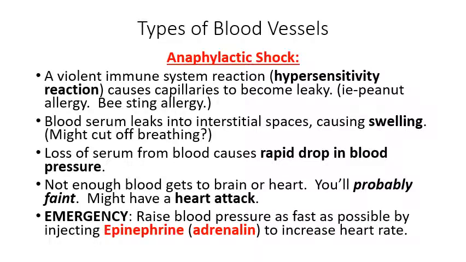Okay, so with anaphylactic shock, you have a sudden violent immune reaction. It's called a hypersensitivity reaction, by the way. This causes the capillaries to become very leaky. Somebody's allergic to bee stings or peanuts, for instance. The blood serum leaks out into the interstitial spaces and causes rapid swelling. It may even cut off breathing if the throat swells up, so that's not good. It causes a rapid drop in blood pressure, which may make you faint, and it might even cause a heart attack. So as an emergency measure, you have to raise the blood pressure quickly, and the fastest way to do that is to increase the heart rate. So you stick somebody with an EpiPen, and you give them a rapid shot of epinephrine.